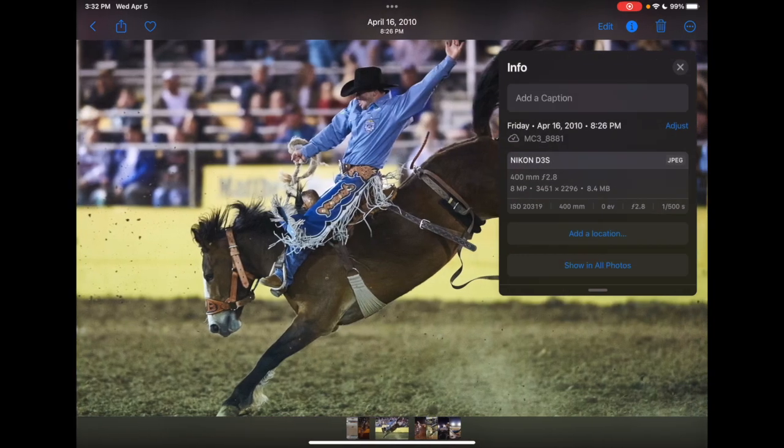But then this is the same, all the same settings as far as the lens length and the aperture, 2.8, 1/500th of a second. But in this one, the ISO is up 3 full stops from there. So that's what that looks like.